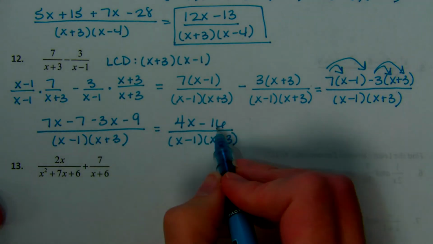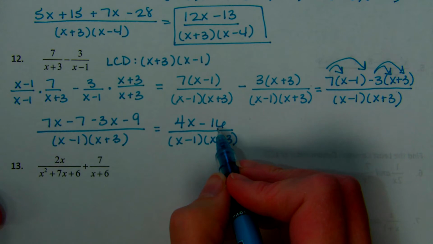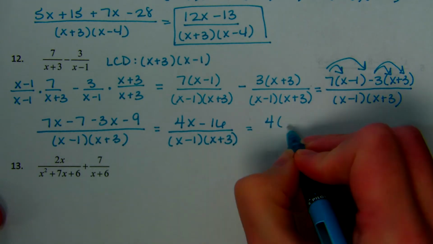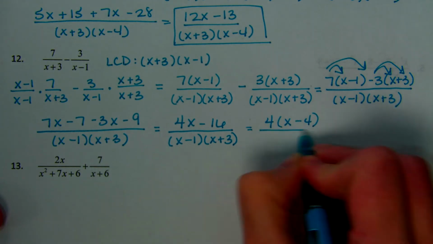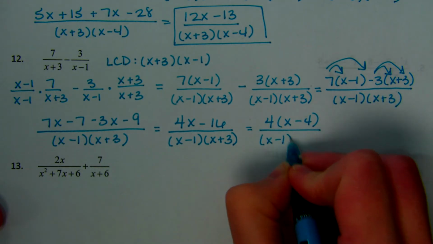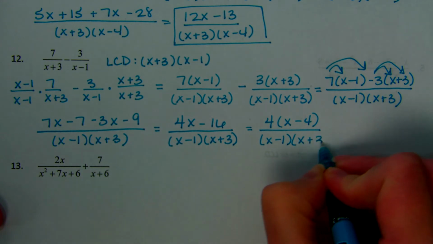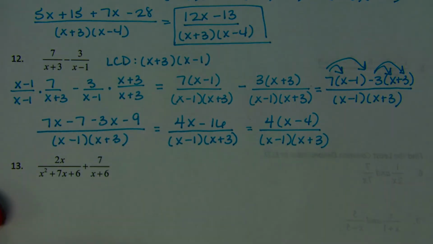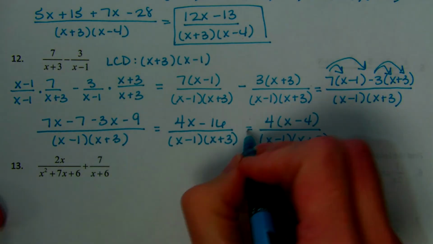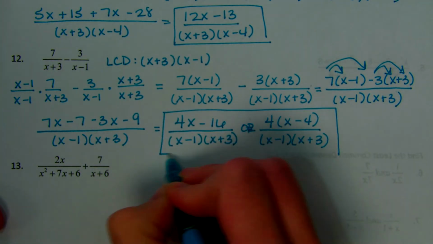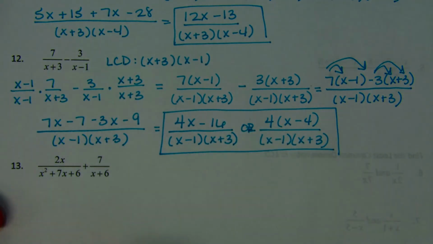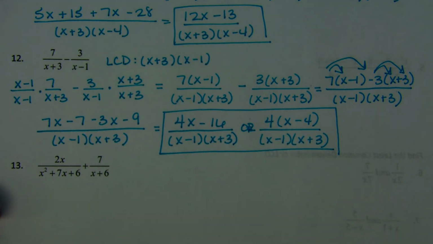And you may have noticed that 4x and 16 have something in common, and you are correct. They have a 4 in common. So if I factor out that 4, I get x minus 4 on the top of this fraction. And that certainly looks prettier and more simplified, but I will take either answer for full credit. Either one gets you full credit. If you want to leave it as the 4x minus 16, you're totally fine to do so.